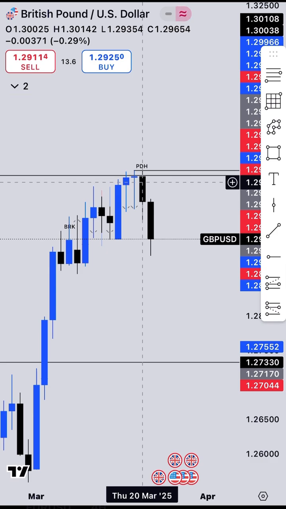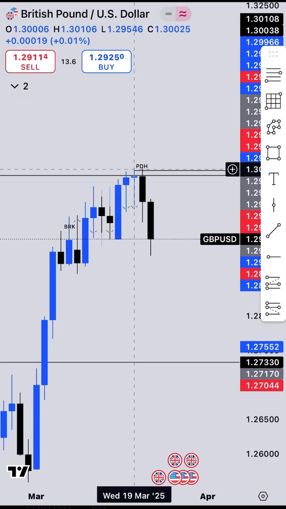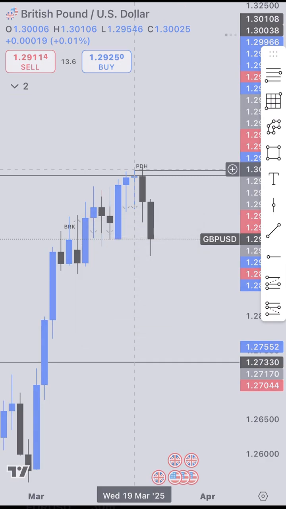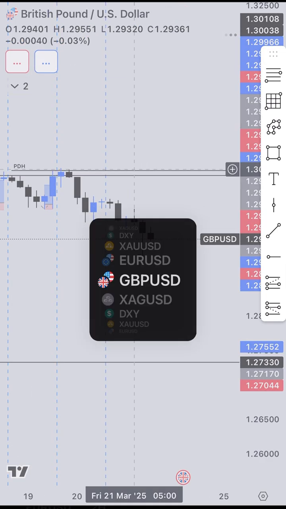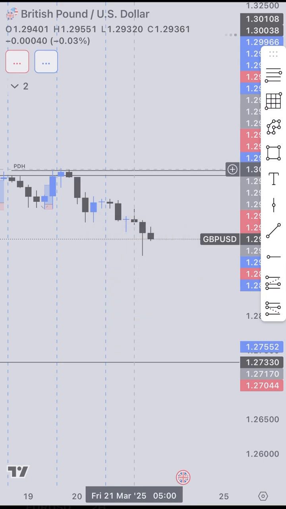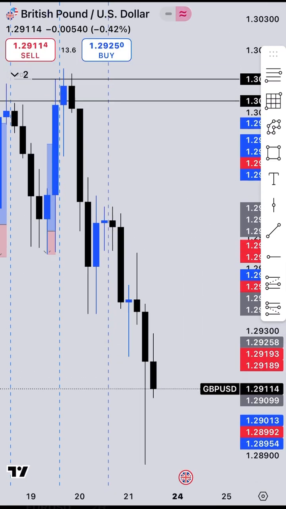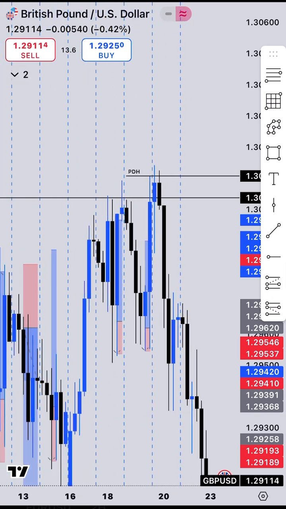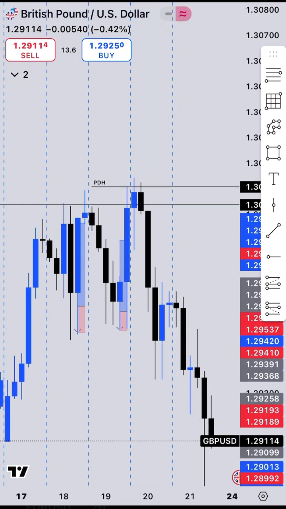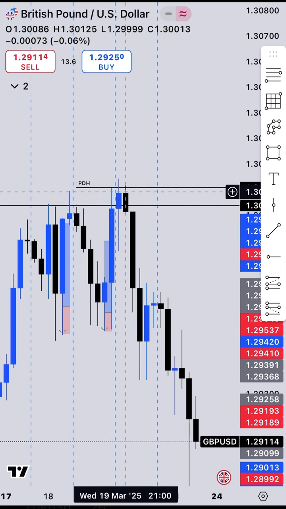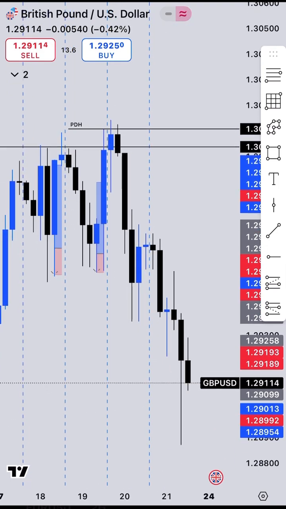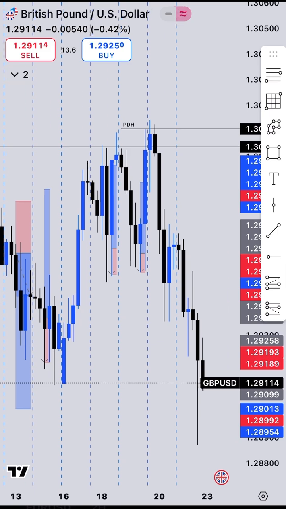I think I took the trade on Thursday. Yes, this was Wednesday. Immediately price took it out, and I went to the 4 hours time frame. So when I got to the 4 hours time frame, this was the high price took. Immediately price swept it.